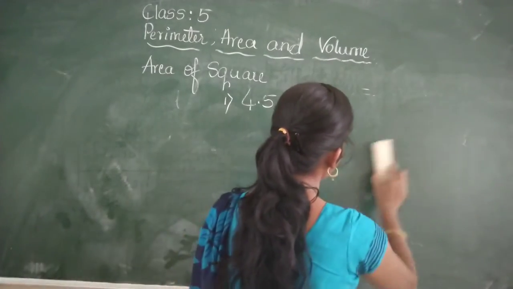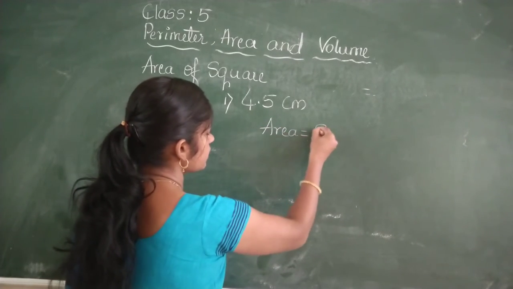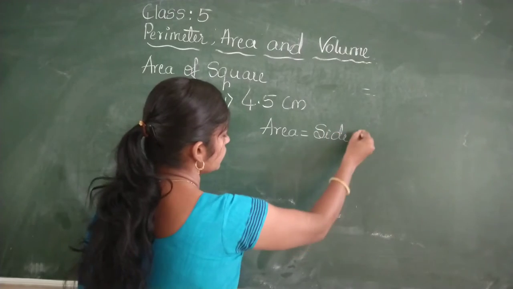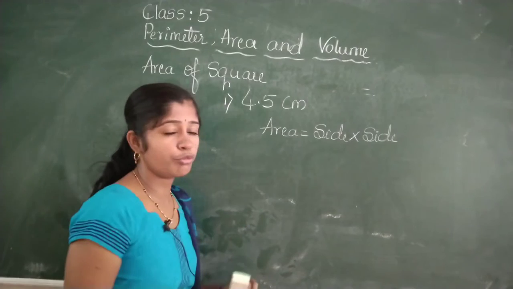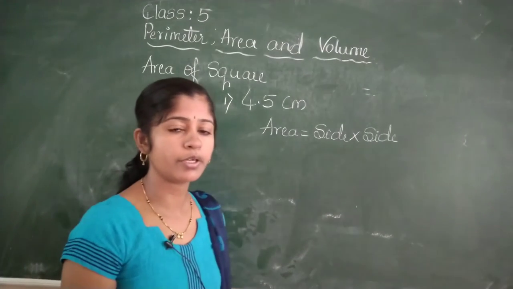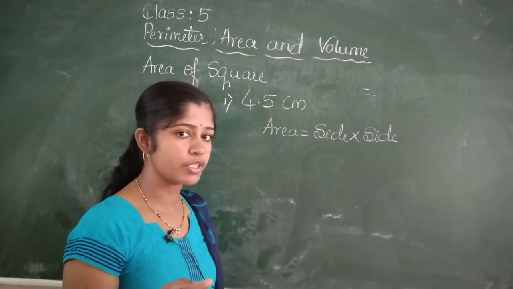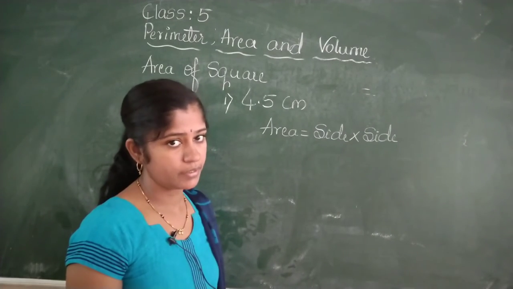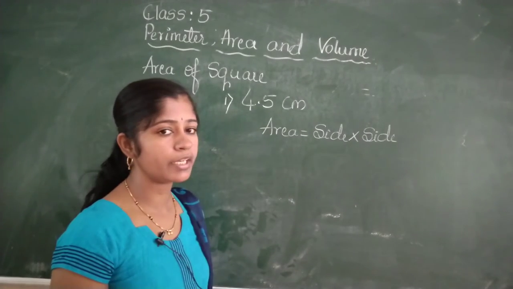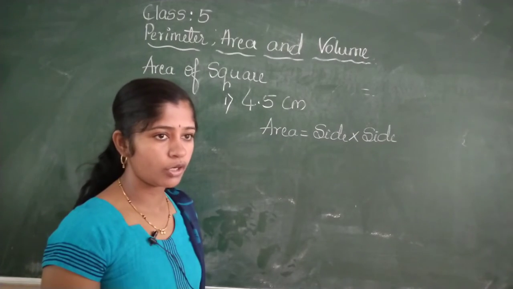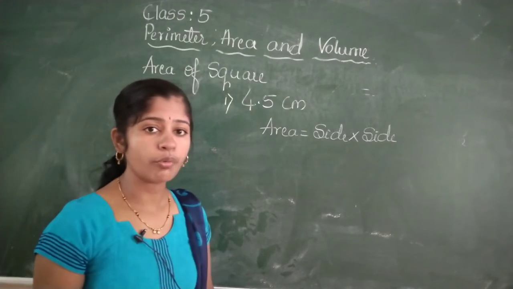So what is the formula? Area is equal to side into side. See here, by this you know 4 formulas now. Yes, perimeter of rectangle is 2 into bracket length plus breadth. Perimeter of square is equal to 4 into side, and area of rectangle is length into breadth, and this is the fourth formula, area is equal to side into side. And already I told you we are measuring area in square units.